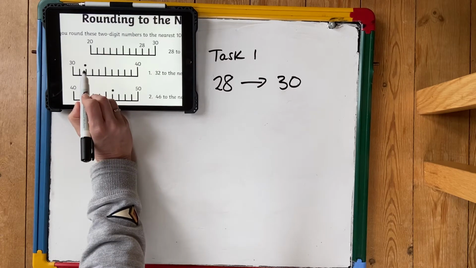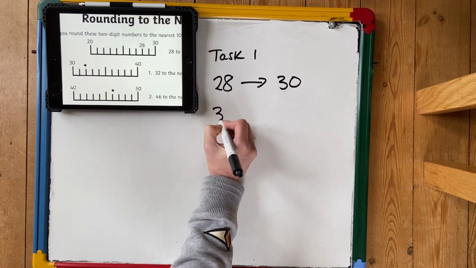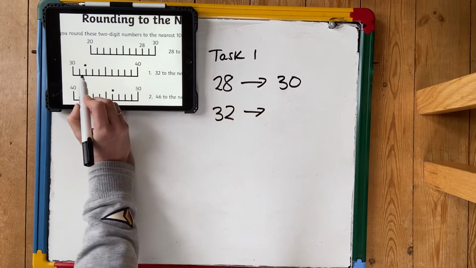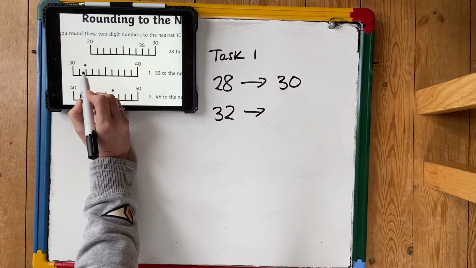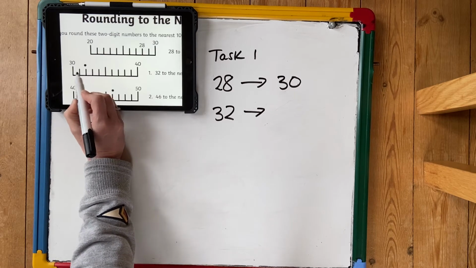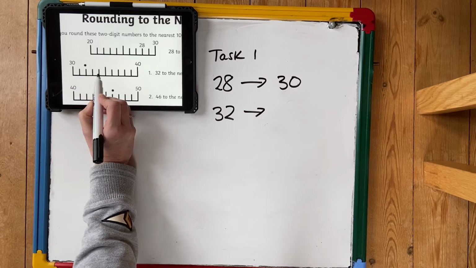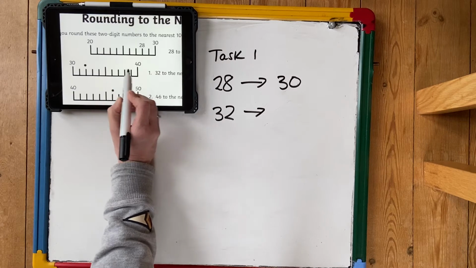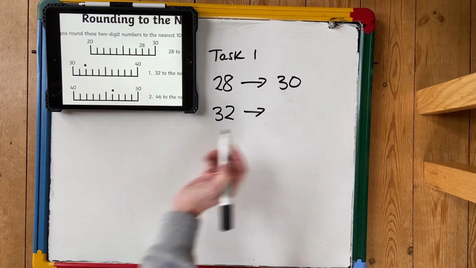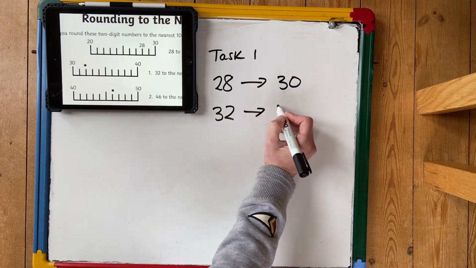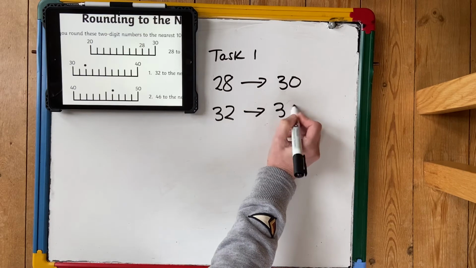So this number here, the dot, is at 32. Are you going to round up to 40 or are you going to round down to 30? As you can see, 32, you would need to round down to 30 because it is 34 or less. Remember, if it's 35 or more, you round up to 40. So 32 rounded to the nearest 10 is 30.